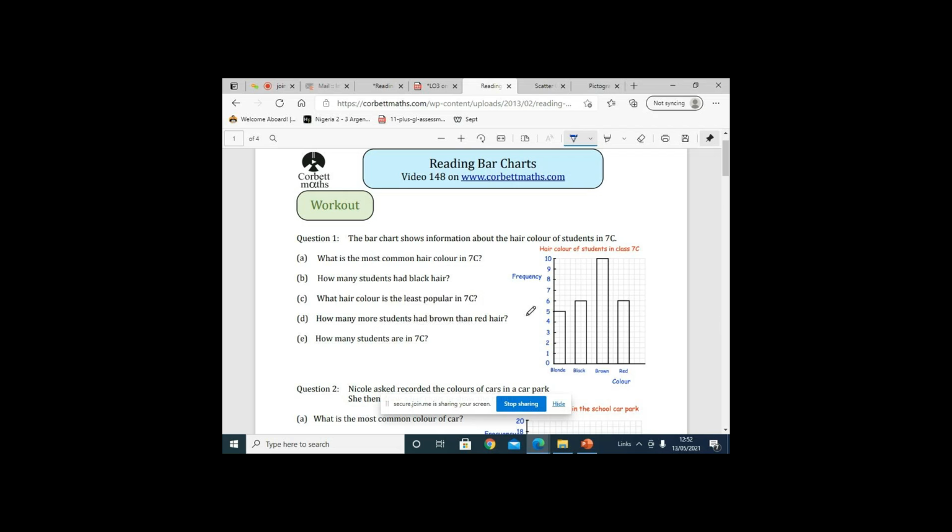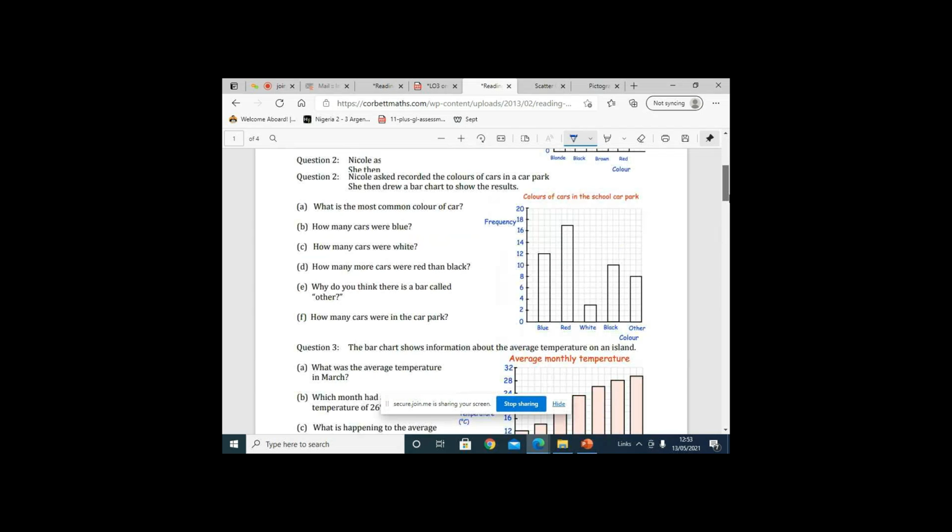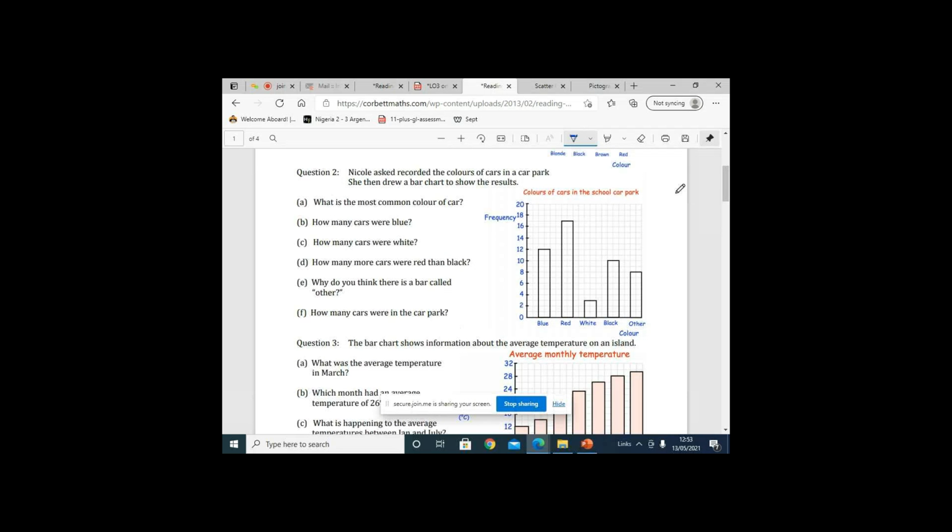So how many more students had brown than red? Brown is 10. And red is what? 6. So it's going to be 4. So how many students are in 7C in total? You add them all together. 5 plus 6 plus 6. 6 plus 6 is 12. 12 plus 5 is 17. 17 plus 10 is 27. So there are 27 students in total.